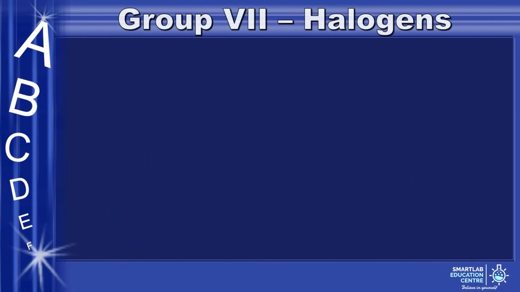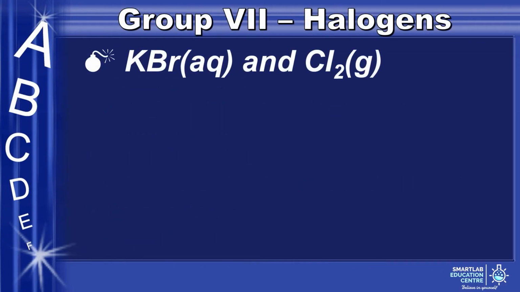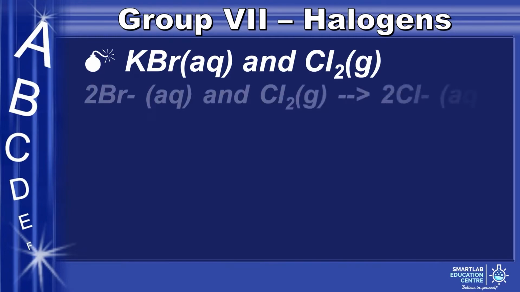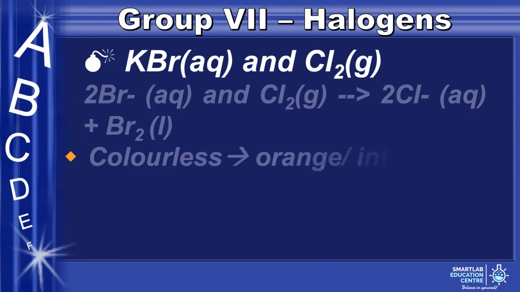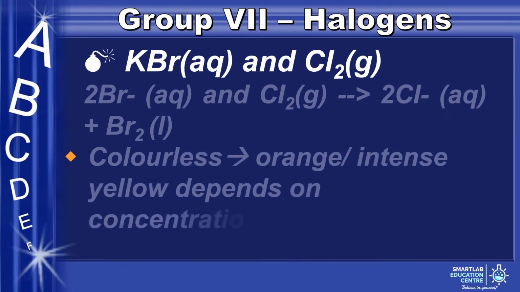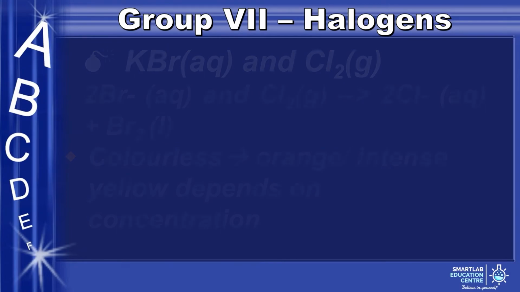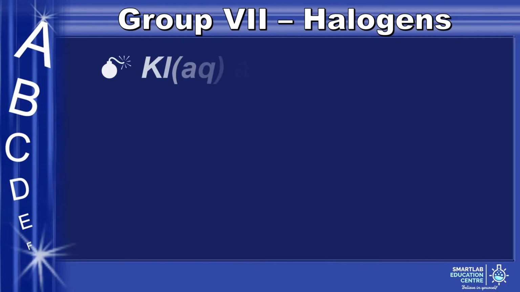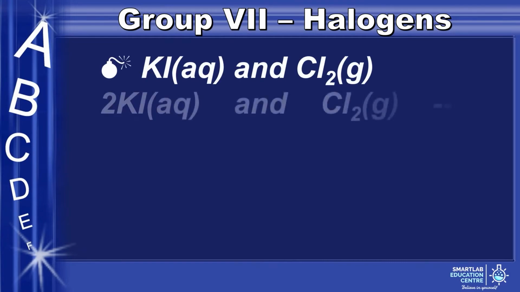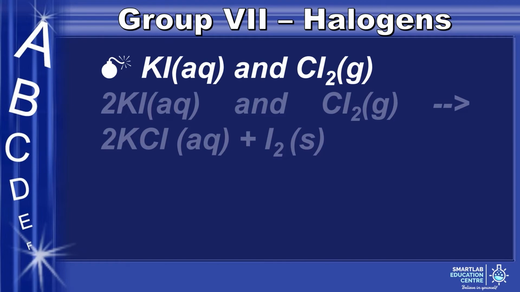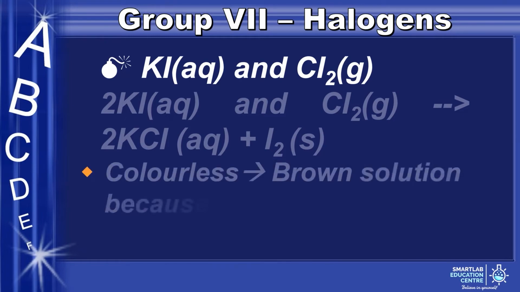For the reaction between potassium bromide and chlorine, it is exhibited in the equation below, and the color changes from colorless to orange since liquid bromine is being produced. For the reaction between potassium iodide and chlorine, it is seen in the equation below, and the color goes from colorless to that of a brown solution as the complex ion I3- is formed.